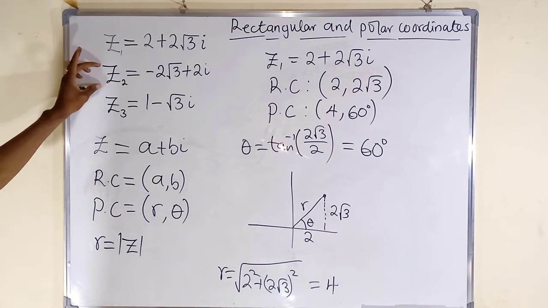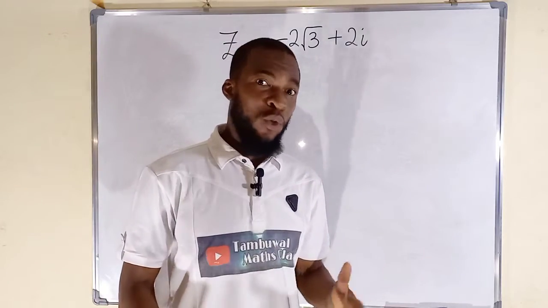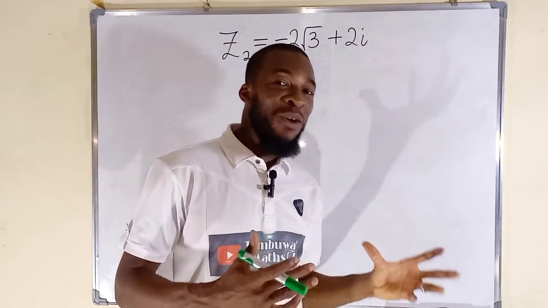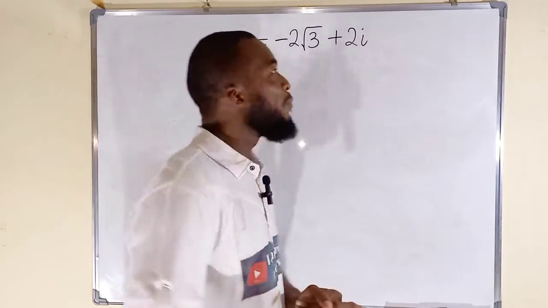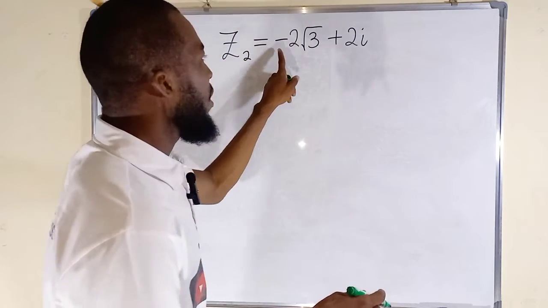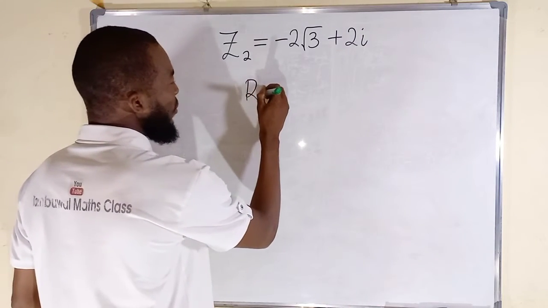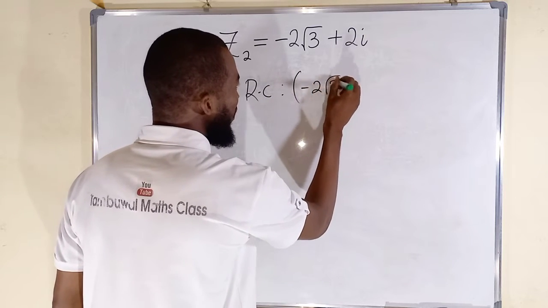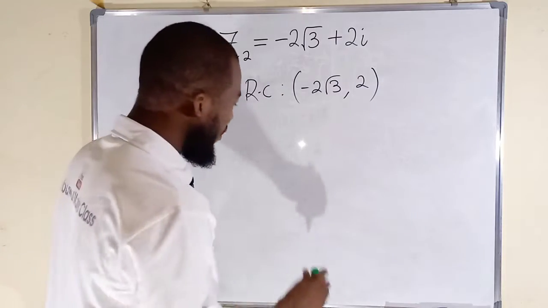Then moving on to z2. As you can see, this is the second problem, but I know you may experience a glitch in the video. This is because I used the reference angle as our final theta, which is very wrong. Therefore, I have to correct the video. Okay. We have our complex number negative 2 root 3 plus 2i. So the rectangular coordinate will be what? The real part, negative 2 root 3, comma, the imaginary part. As simple as this, right?